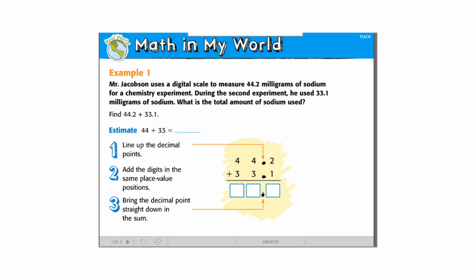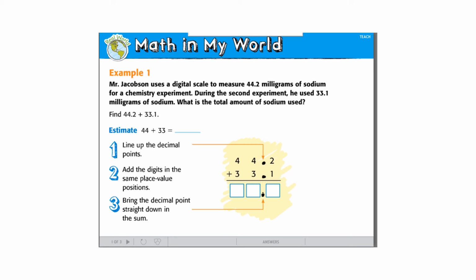So in the directions it says step number 1 is to line up your decimal points, and you'll do that if you remember my trick. Then you add the digits in the same place value positions. By lining up the decimal points, you put the numbers in order to where you're going to be lining up each decimal place together. Last thing is you bring down the decimal point straight down into the answer.